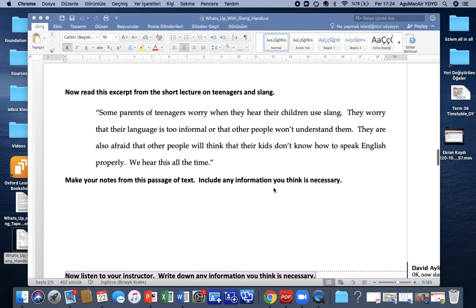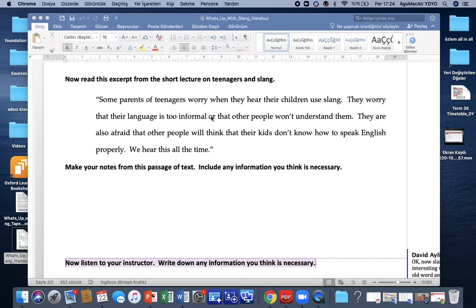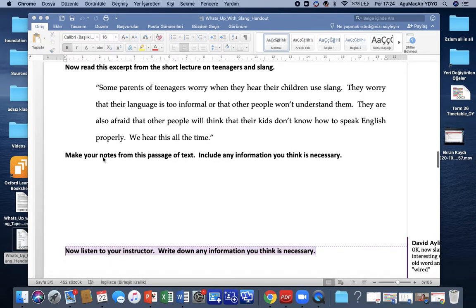Okay, now it's time to read this excerpt from the short lecture on teenagers and slang. So this is a very short text. Please read it and make your own notes from this passage of text. Please include any information you think is necessary, right? You may use abbreviations, you may just write keywords, not whole sentences, because while listening to a lecture, it's very difficult to write the full sentence. You need to write the keywords, the important things or details, of course. Just do it, okay?